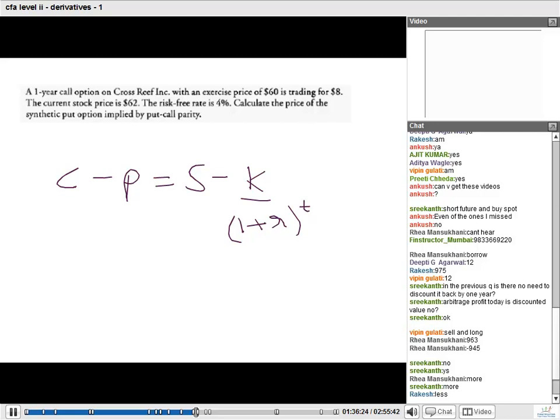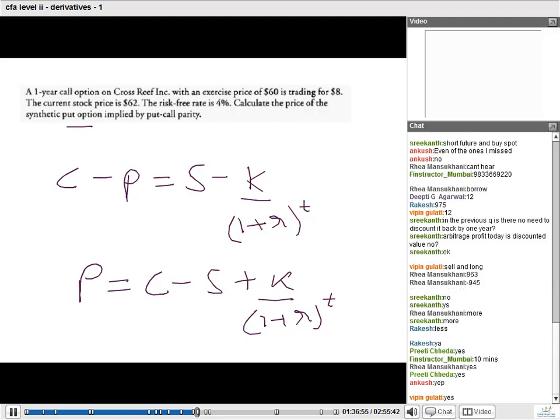That is, rather than buying a put option directly, I could buy a put option as a combination of a call option, stock price, and the risk-free rate. So in this case, compute the price of a put option given the other prices. I'll take P that side. So price of put option becomes equal to the price of a call option minus the stock price plus K upon 1 plus R raised to the power T. Please substitute all the values as given in the question.